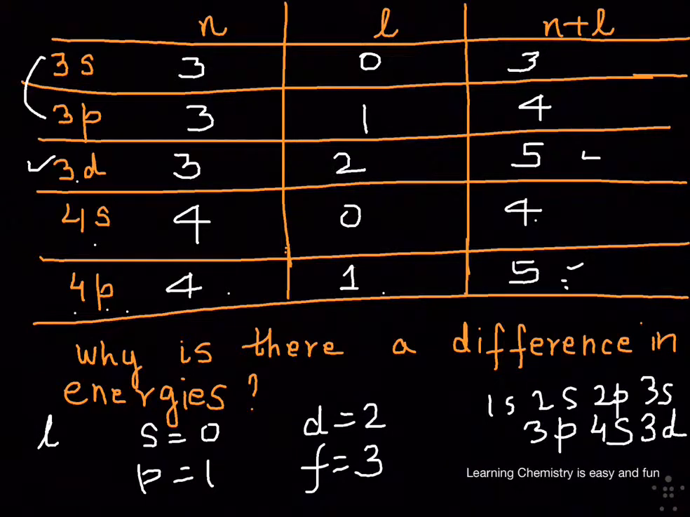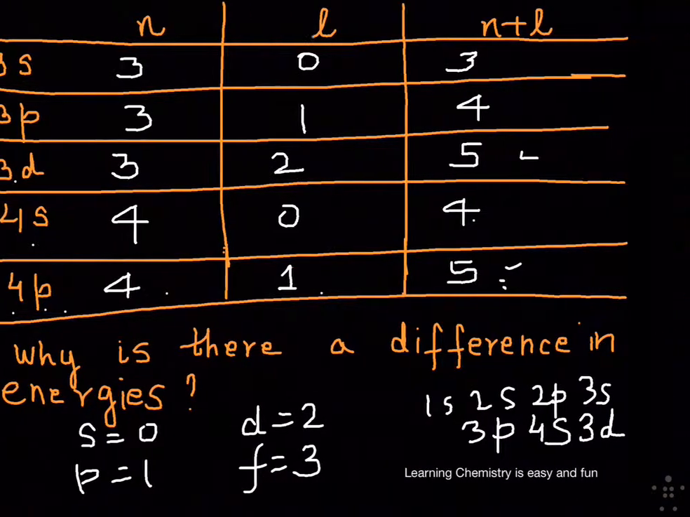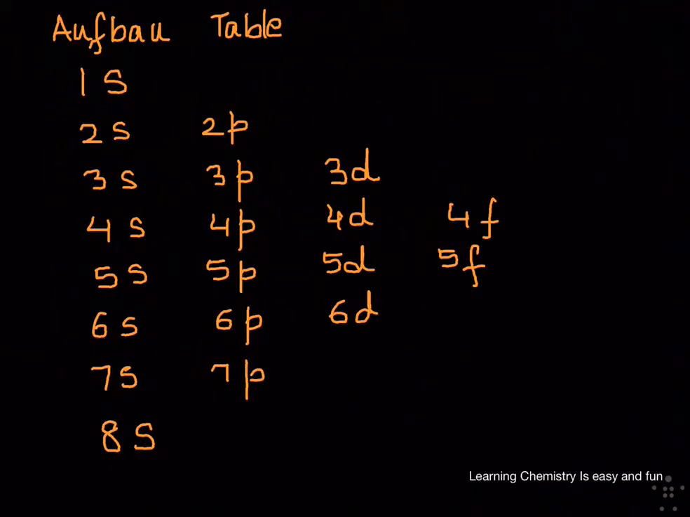So this way we can build up what we call the Aufbau table. Simply write it as 1s, 2s, 2p in the next line, 3s, 3p, 3d in the third line, 4s, 4p, 4d, 4f in the fourth line, 5s, 5p, 5d, 5f, 6s, 6p, 6d, 7s, 7p, 8s. Now just write it like this. This is not the order. What's the order of the energy levels?